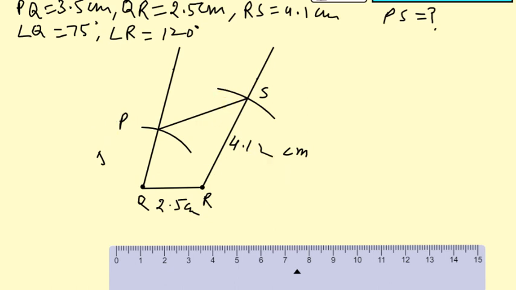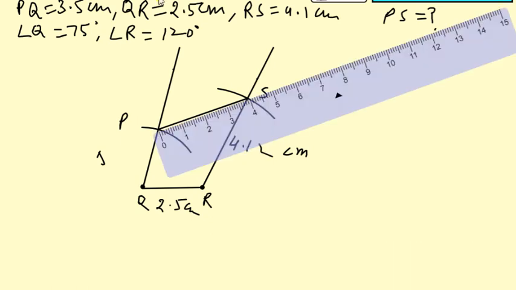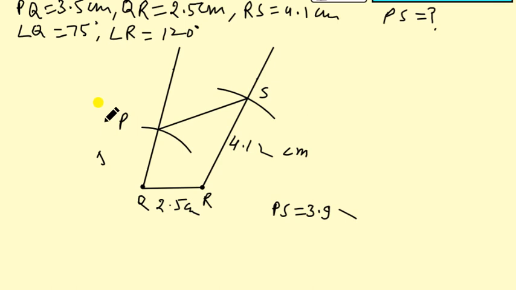And what is the distance of PS? Now measure the distance PS, and that is 3.9 centimeters. So you have to write PS is equal to 3.9 centimeters. So let us start the steps of construction.